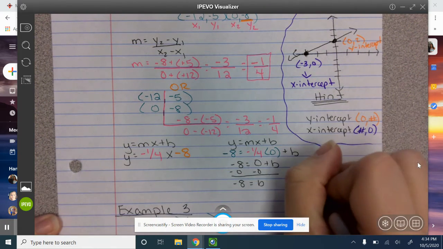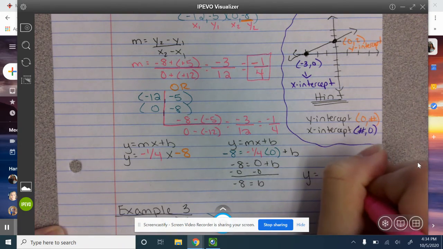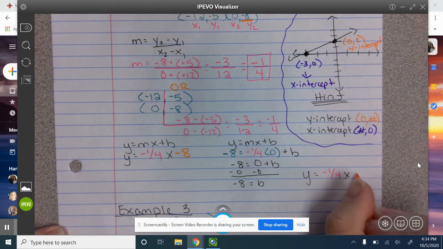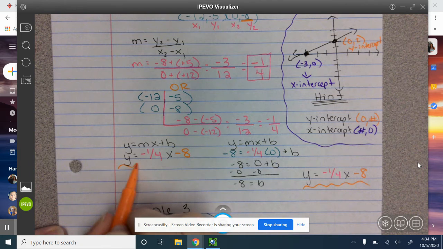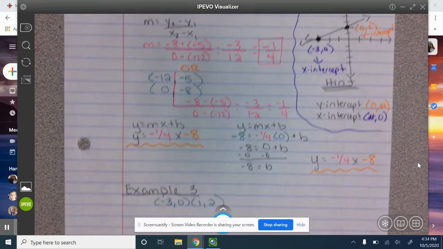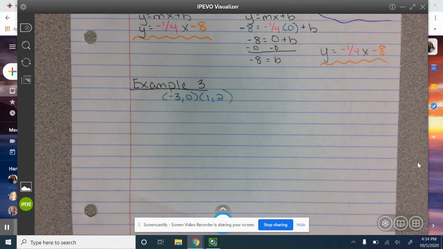So if I were to write that equation from the work that we did, it would be y equals -1/4 x, and my b value was -8. So regardless, if I did the work or if I just recognized the y-intercept from a coordinate, I was able to get the same equation. Let's do one more together.